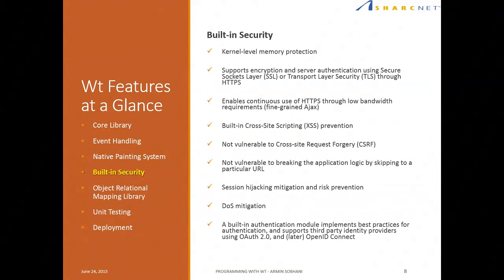So one of the good things about Wt is that it has out-of-the-box security. It supports kernel-level memory protection, which protects against privacy issues arising from programming bugs, and also supports encryption and server authentication using secure socket layers or SSL, and also transport layer security through HTTPS. If you use HTTPS, all the connections between the client and server will be encoded. It also supports built-in cross-site scripting prevention. Rendered text is always filtered against potentially malicious code, making XSS attacks against a Wt application close to impossible.